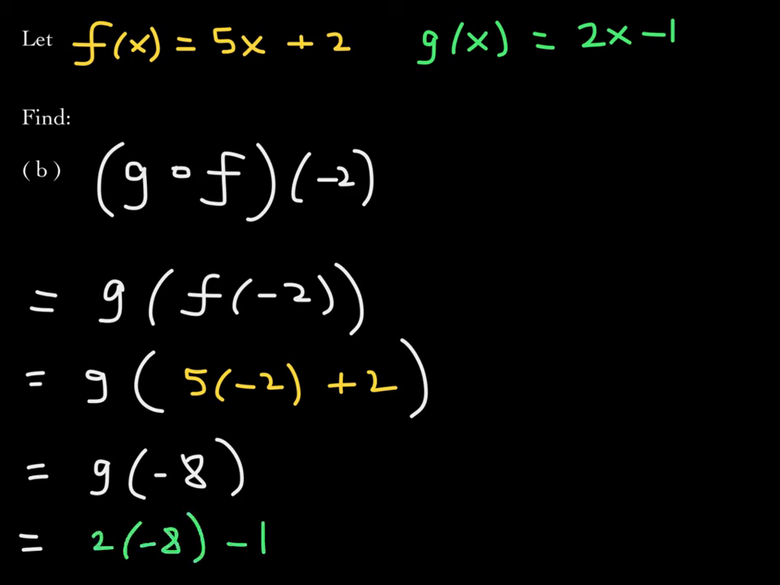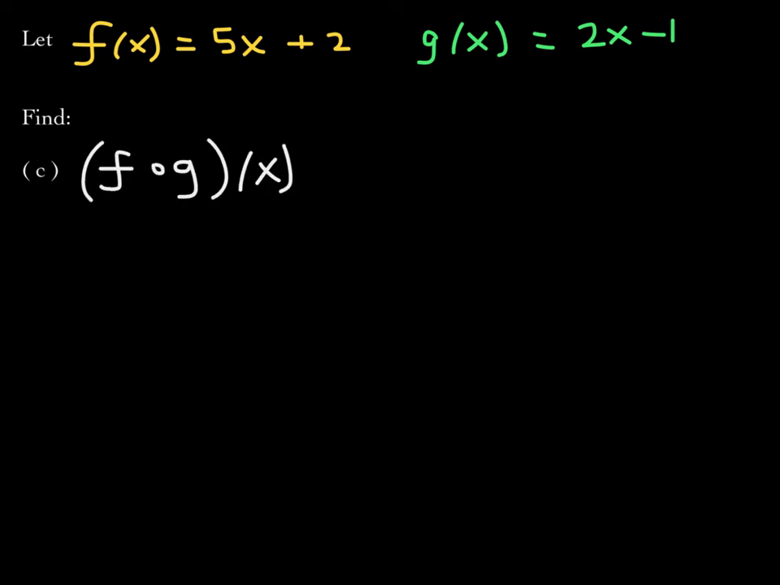So our final answer then is going to be, what is this? -16 minus 1, -17. This is our function value, okay? Input, output. Now, we're almost done here.